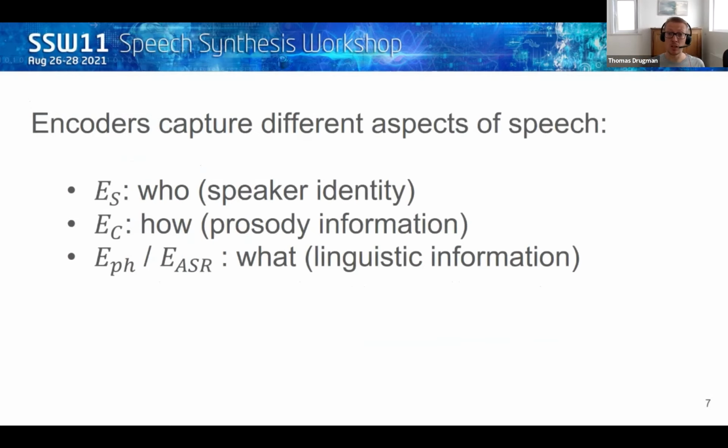So as I said, there are 4 encoders and they are meant to capture different dimensions of speech. ES is the speaker encoder, which is here to capture the who, so what is the speaker identity. EC is the content encoder, here to model the how, so what is the prosodic information in the utterance. And finally, you have the phonetic and ASR encoders, which are here to capture the what, so what is the linguistic information.